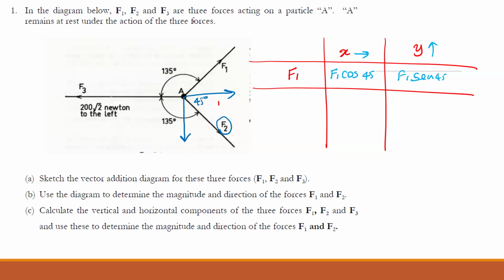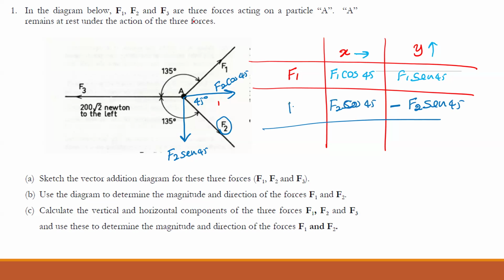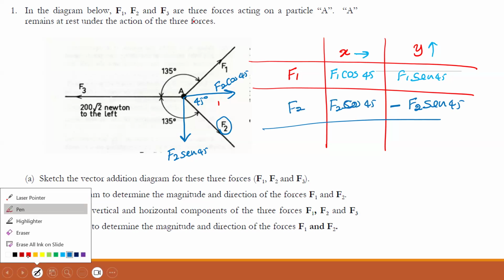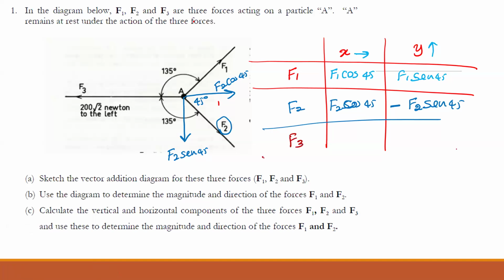and this is again 45. So we can write F2 cos 45 towards the positive x and F2 sine 45 towards the negative y. So your y component is negative this time, which is F2 sine 45. And your x component for F2 is F2 cos 45, which is positive. And also we have F3. If you look at F3, its y component is 0 because it's towards the negative x direction. So x component is negative 200 root 2.